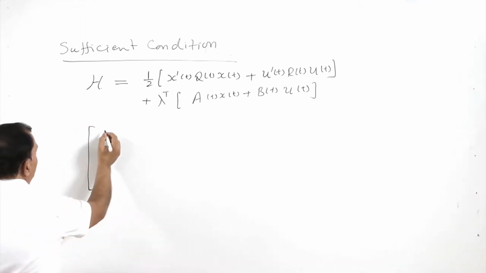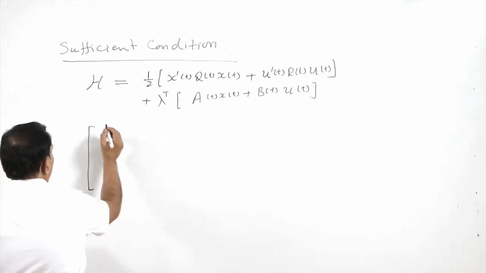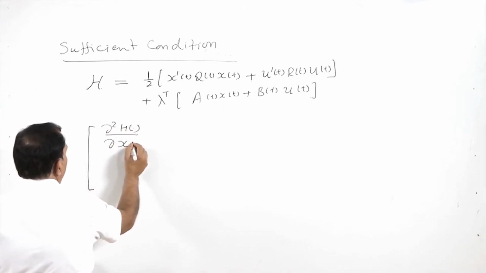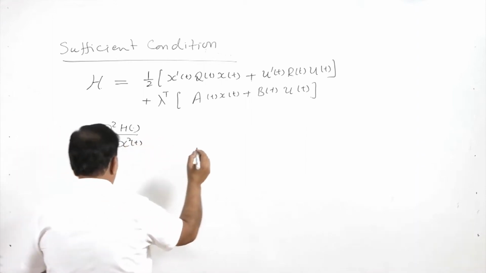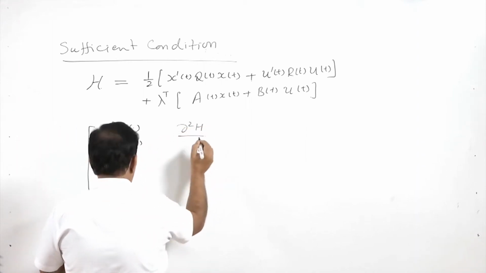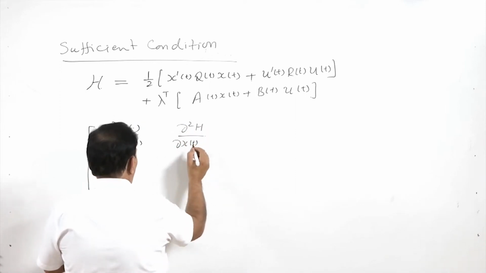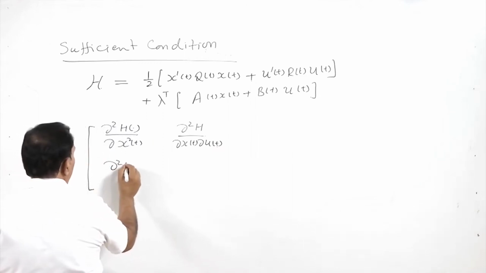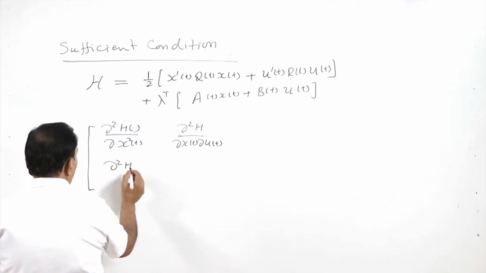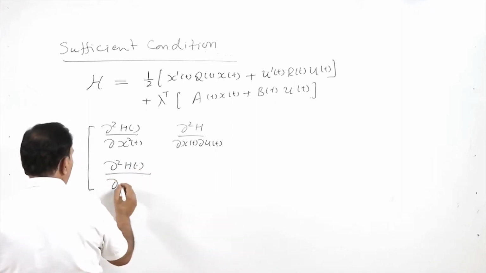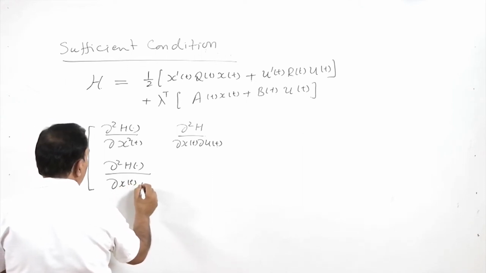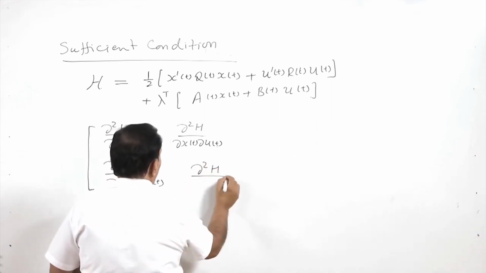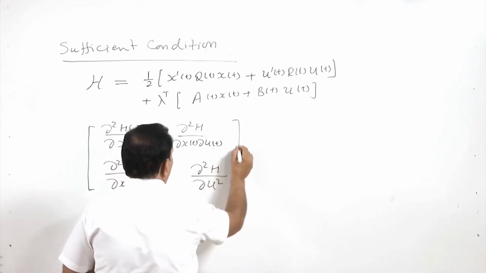so my sufficient condition is, I have to find my matrix del 2H by del x(t) square, del 2H by del x(t) del u(t), del 2H by del x(t) del u(t) and del 2H by del u square.